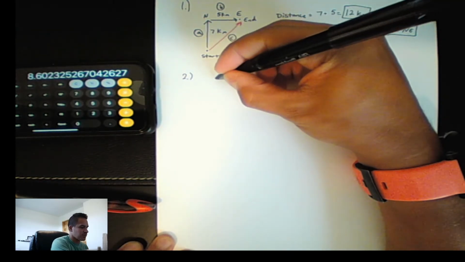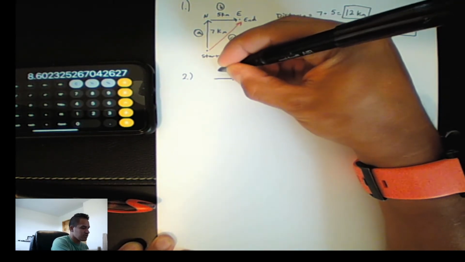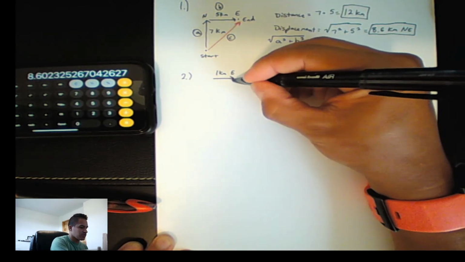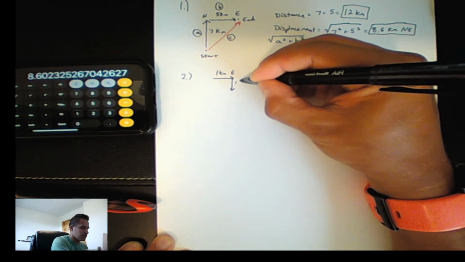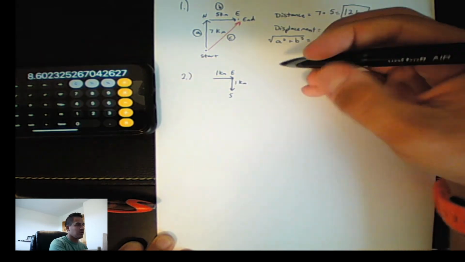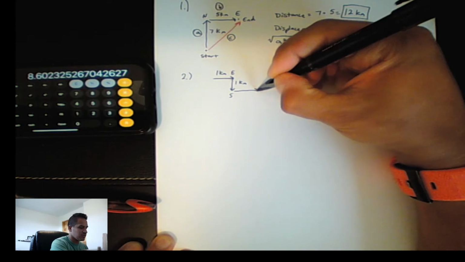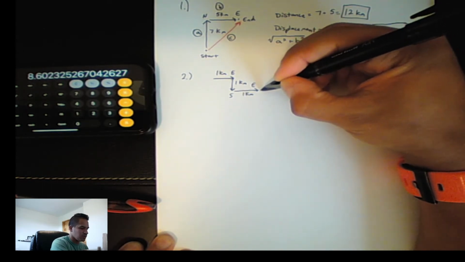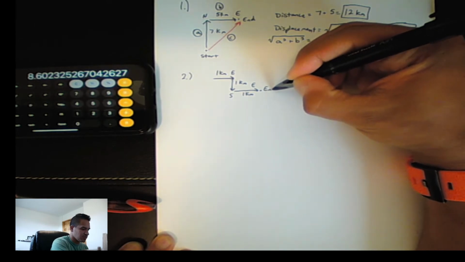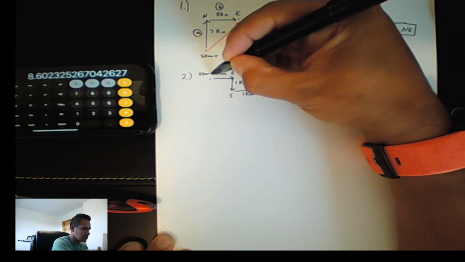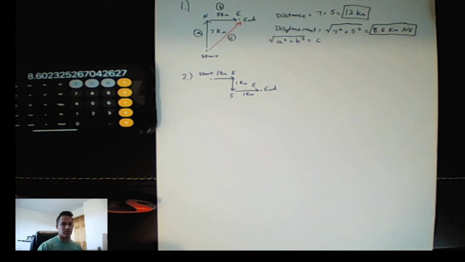So first he starts by walking 1 kilometer east. So we'll label this 1 kilometer going east. He then goes 1 kilometer south. So 1 kilometer going south. And then he goes 1 kilometer east again. So 1 kilometer going east. So he ends here. And he starts over here. Okay, so if we draw a picture, this is what it's going to look like.